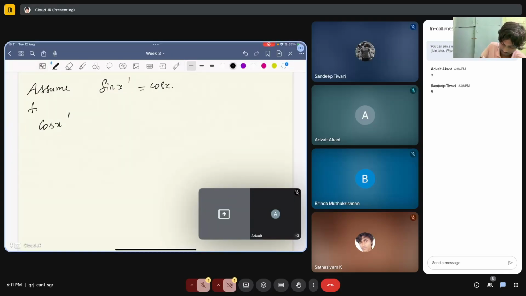So how do you find it here? If you have any idea, you can let me know.